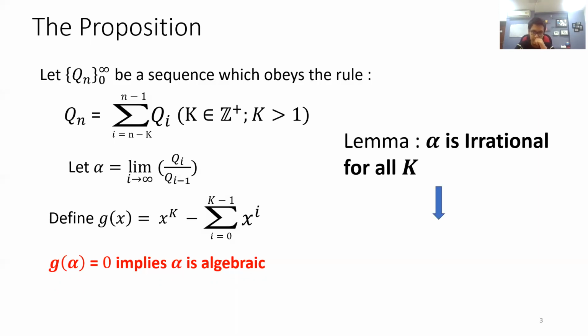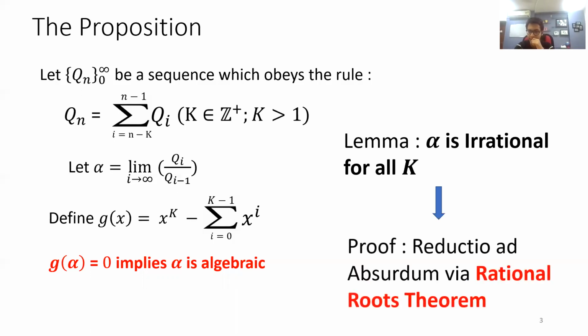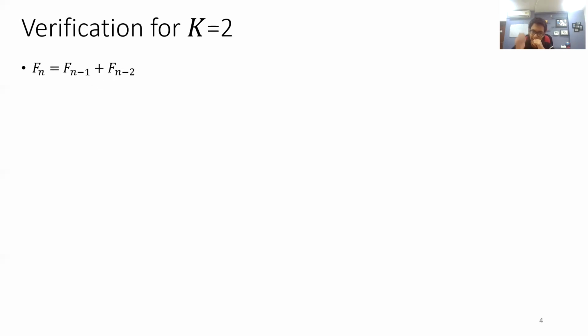Now, lemma: alpha is irrational for all k. Proof: this is a proof by reductio ad absurdum via the Rational Roots Theorem. Now let's go ahead and verify some cases of our proposition and lemma, beginning with the base case k equals 2. Right, so we get the Fibonacci sequence where Fn equals Fn minus 1 plus Fn minus 2.